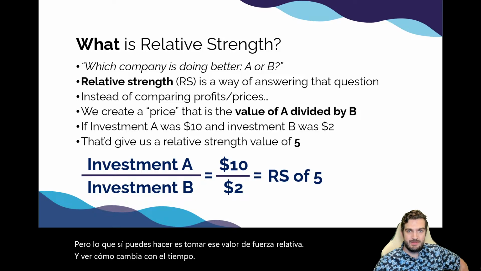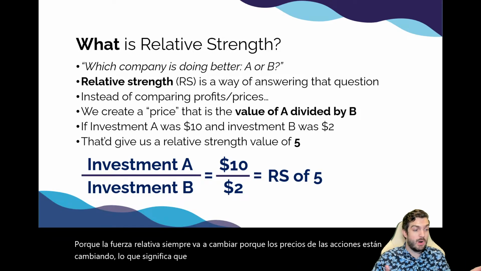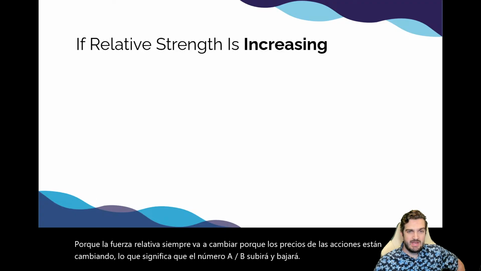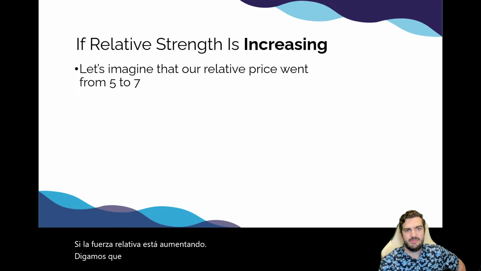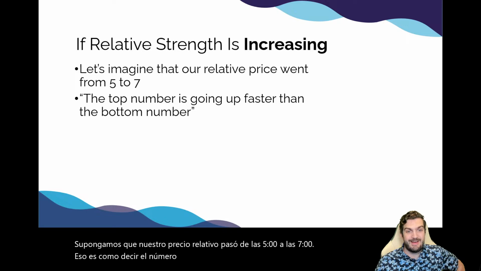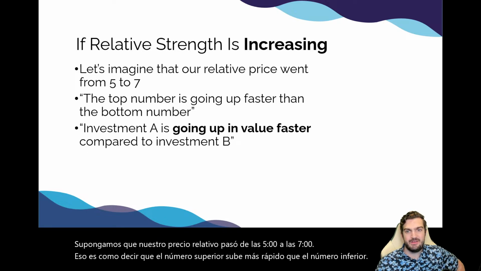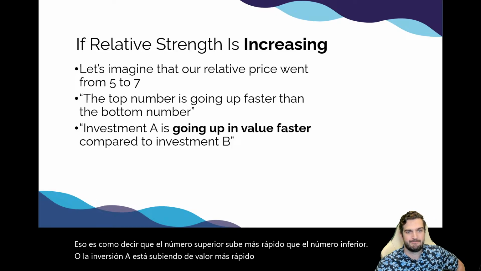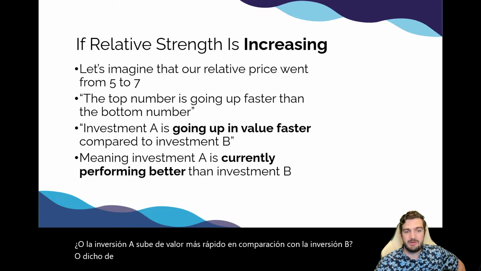Because relative strength is always going to change, because the stock prices are changing, meaning that A divided by B number will go up and down. If relative strength is increasing, let's say our relative price went from 5 to 7. That's like saying the top number is going up faster than the bottom number, or investment A is going up in value faster compared to investment B. Or in other words, investment A is currently performing better than investment B.